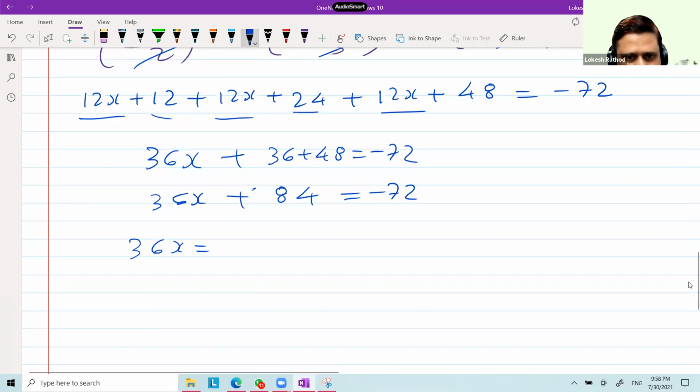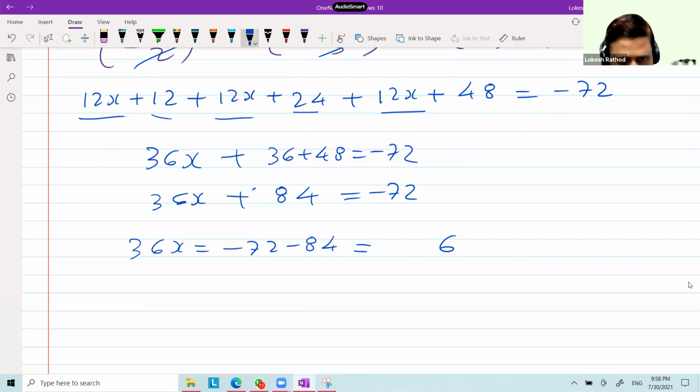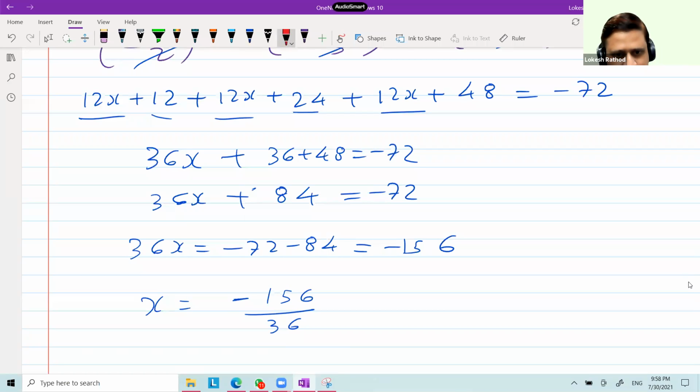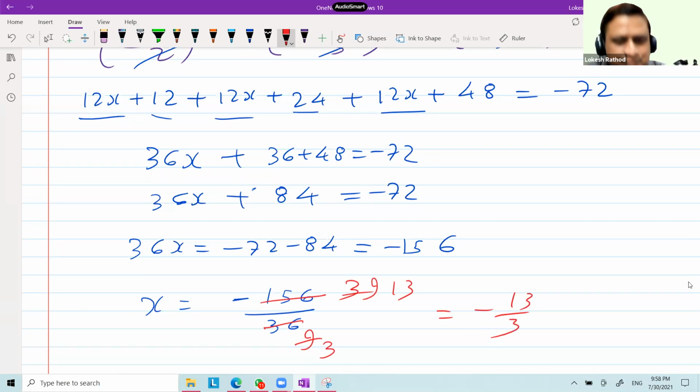36x is equal to minus 72 minus 84, which is 756, correct? So x is equal to minus 156 over 36. So we can further simplify it, right? So suppose I cancel it with 4. 4 threes are 12, 3 and 6, 3 and 6, 4 nines are 36, right? And if I further cancel with 3, it's minus 13 over 2.